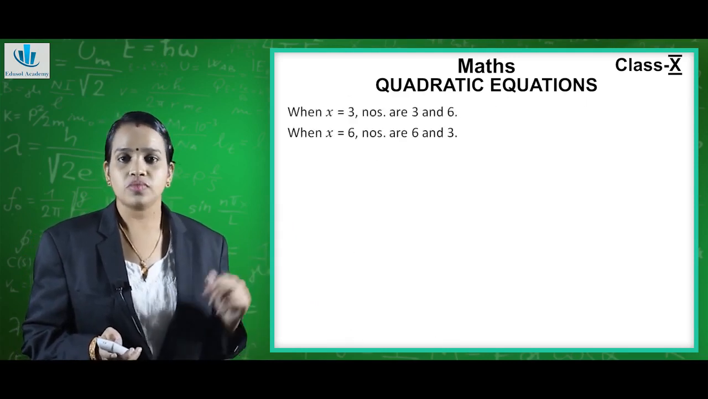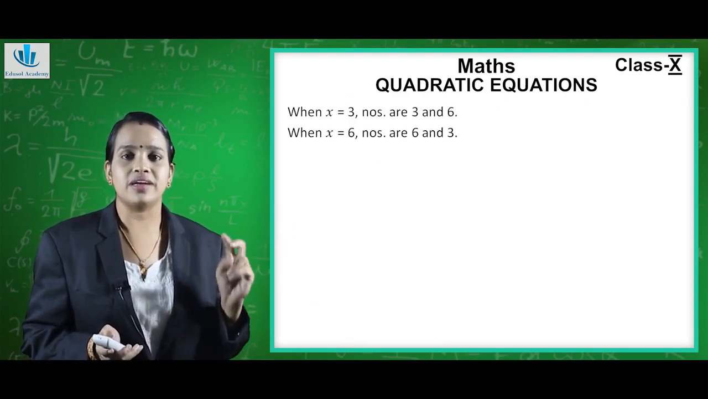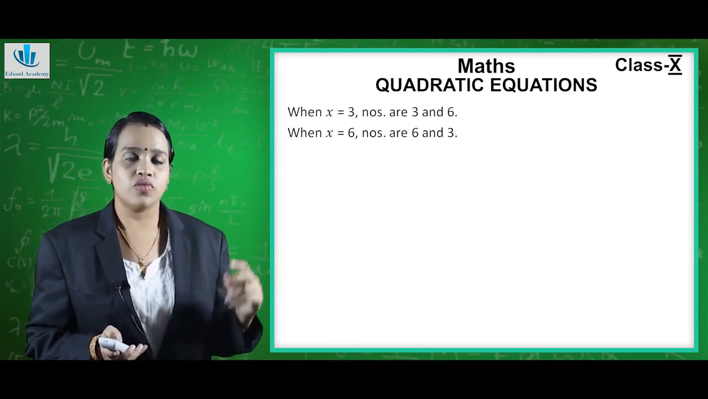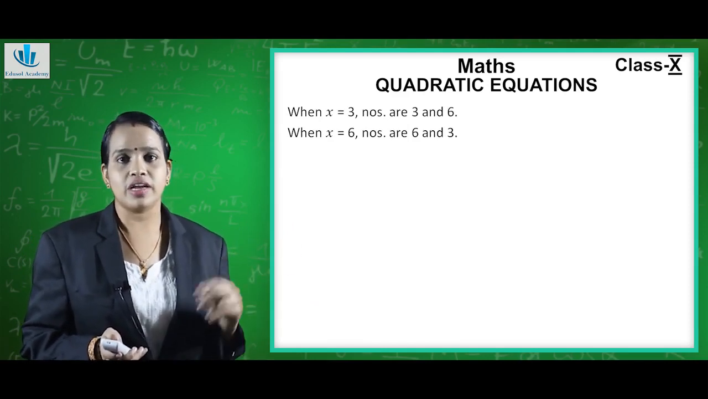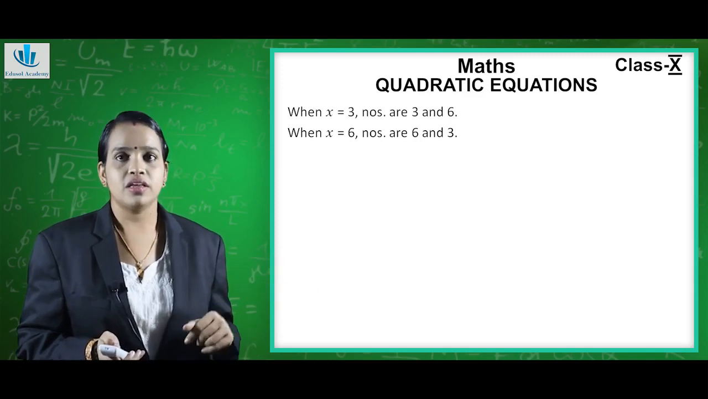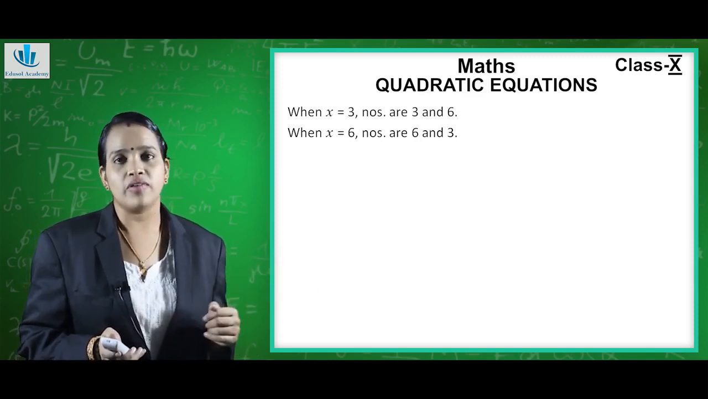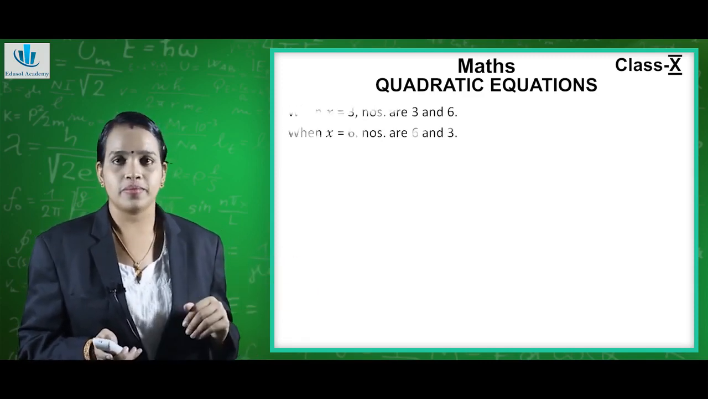Now our two values we have got for x, that is 3 and 6. So when x is equal to 3, we can say that our numbers will be 3 and 6. And when we take x as 6, our numbers will be 6 and 3.